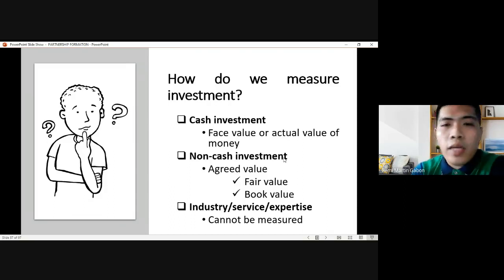For non-cash investment, which are the properties, we value non-cash investment at agreed value.